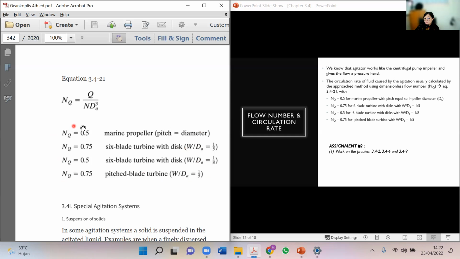Okay, so by knowing this NQ value, we put it here. We know the rotation of the impeller. We know the diameter of the agitator. Then we will know the circulation rate of the fluid. So what is the volume of the fluid per unit time that circulates along with the tank wall, parallel with the tank wall.